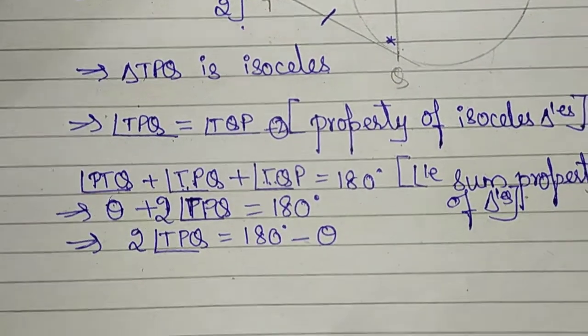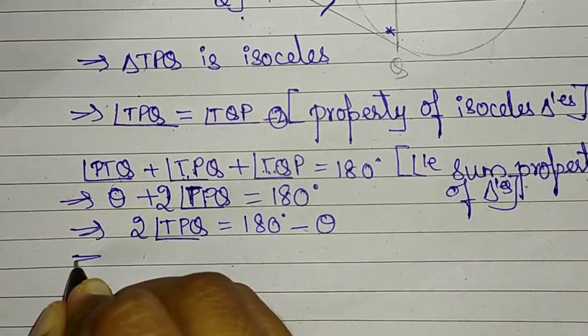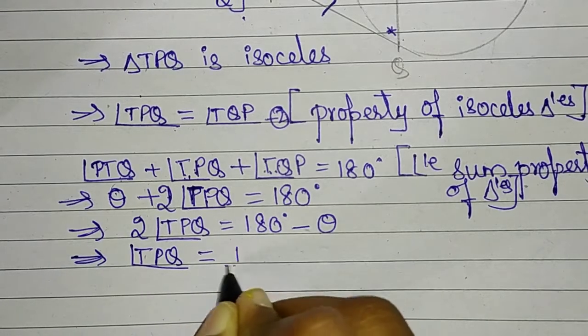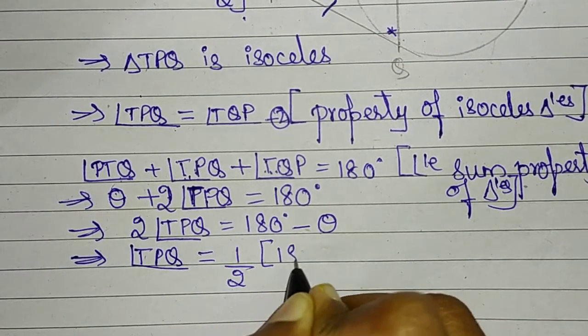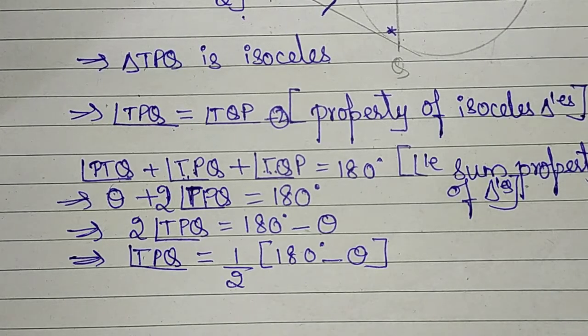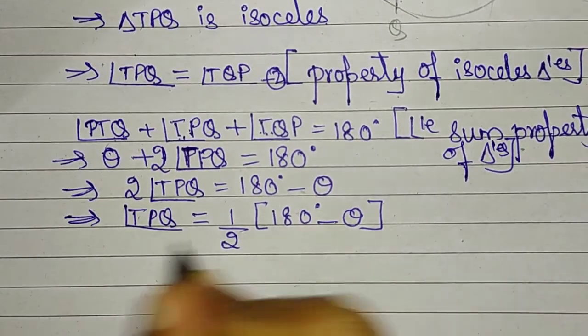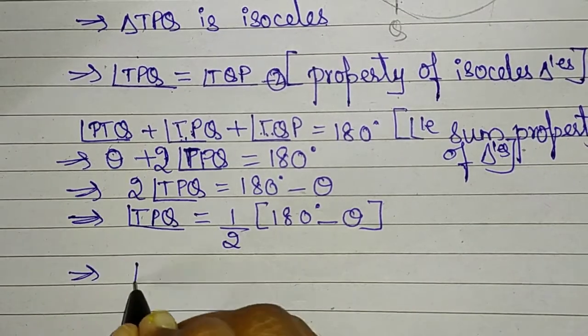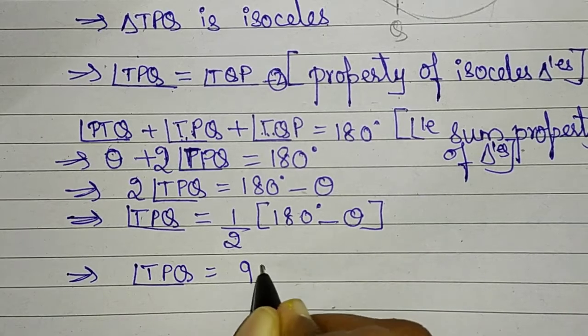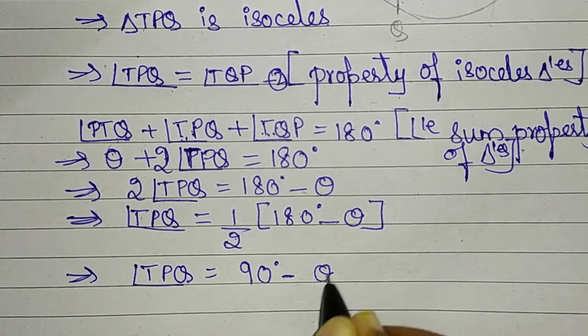So now this implies angle TPQ is equal to half of 180 degrees minus theta. Simplifying further, we get angle TPQ is equal to half into 180, 90 degrees minus theta by 2.